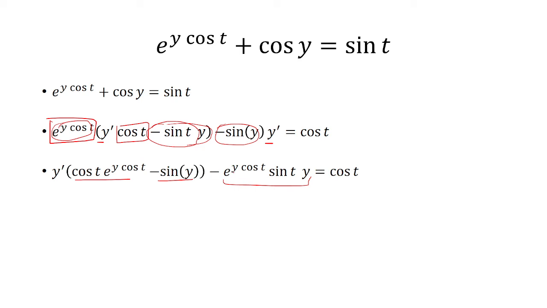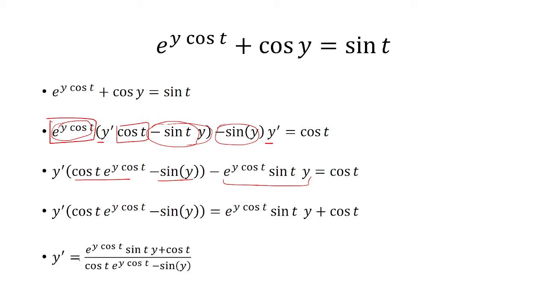Now we're going to add both sides, e to the y cosine of t times sine of t times y. And finally, we can divide both sides by whatever's inside the parentheses here and get that y prime is equal to e to the y times cosine of t times sine of t times y. And this y is not multiplying the t, it's multiplying the whole sine of t, plus cosine of t, all over cosine of t times e to the y times cosine of t minus sine of y.